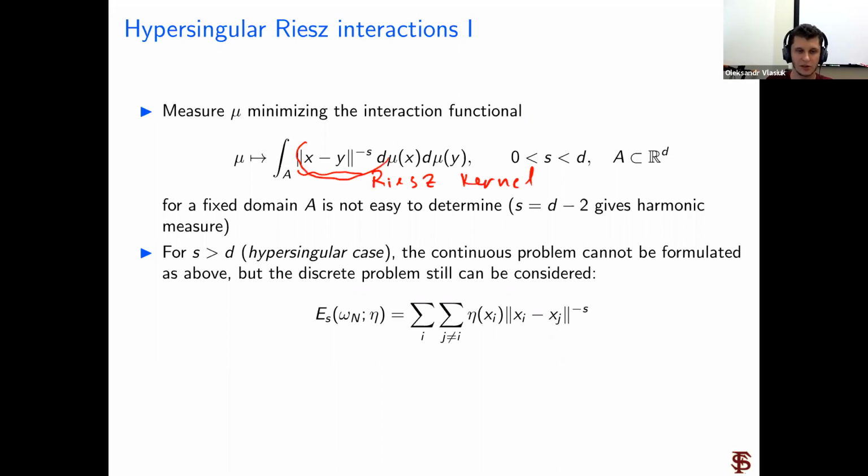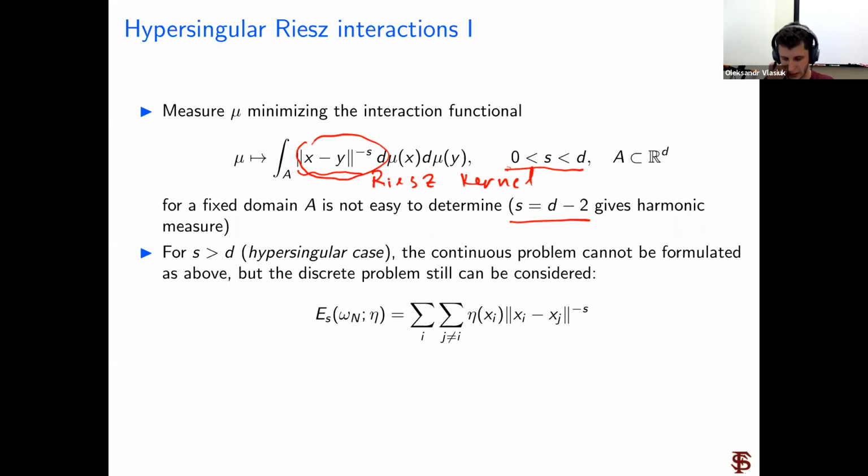Finding a measure that would minimize a functional like this, when s is such that this kernel is integrable, is difficult. For the harmonic case, when this is the fundamental solution of the Laplacian, it is known that this is harmonic measure, and studying harmonic measure is hard. There's an entire field of analysis that studies only harmonic measure, and there are other exponents. So it's pretty hard to find a measure that optimizes such a functional.